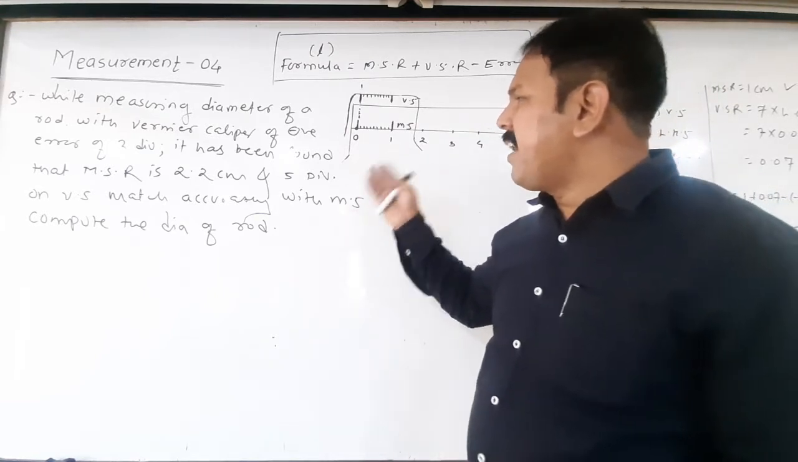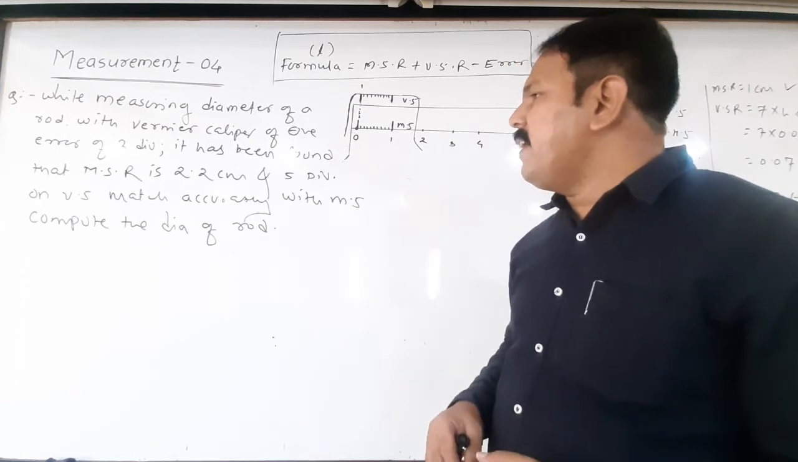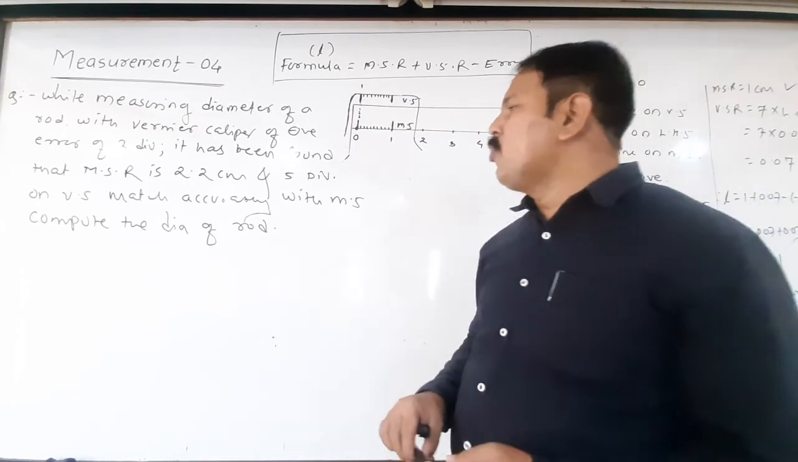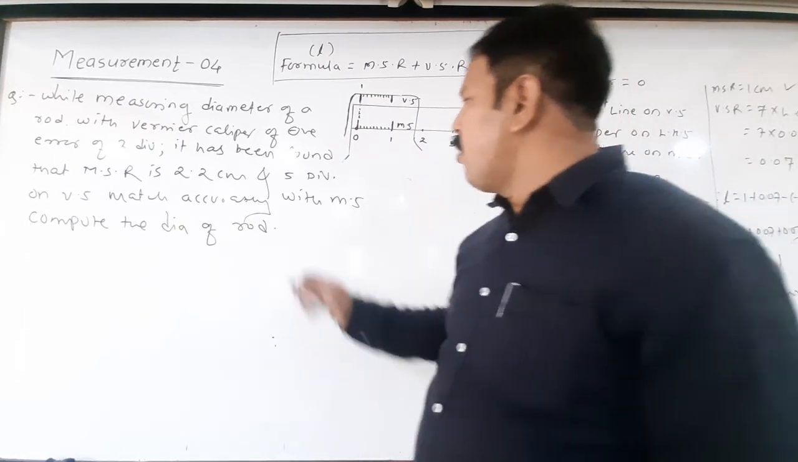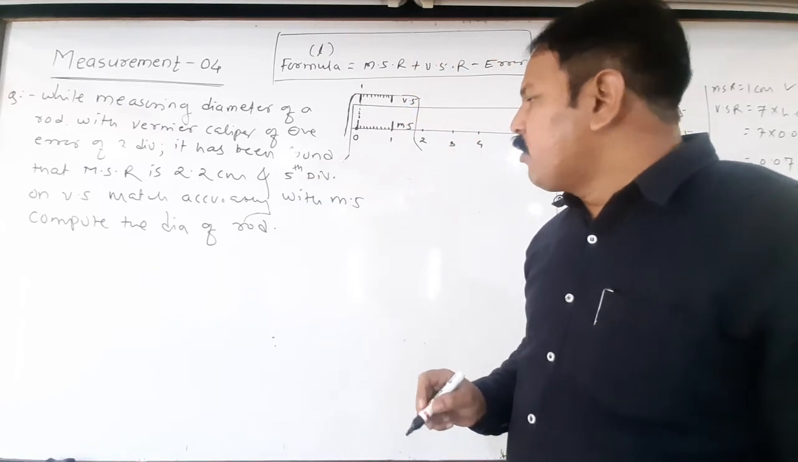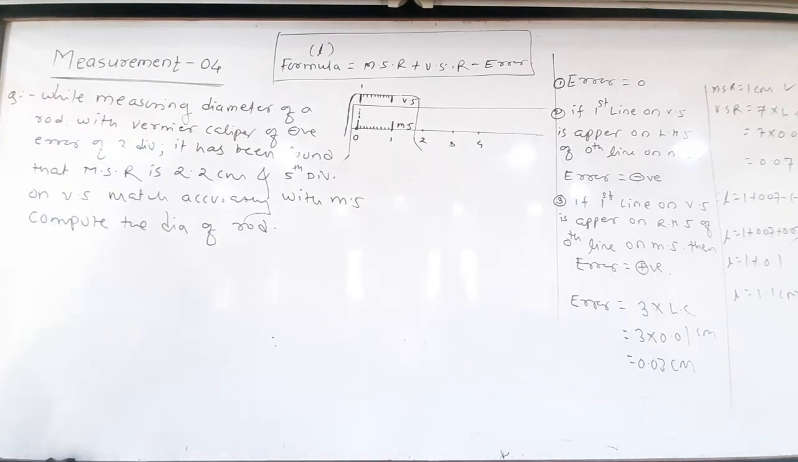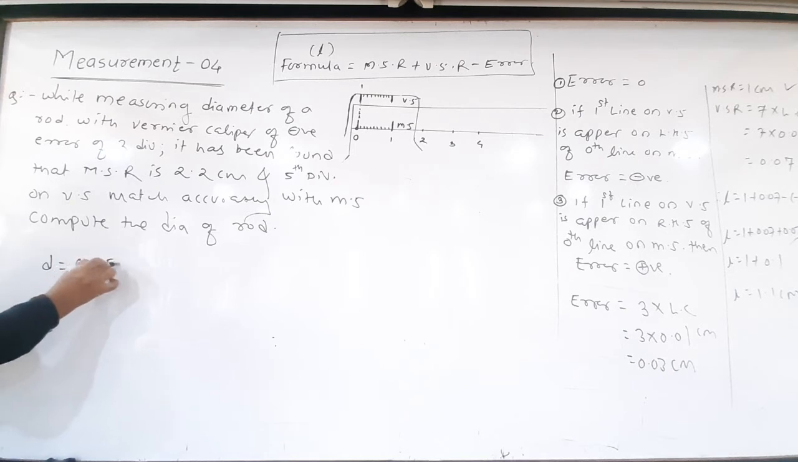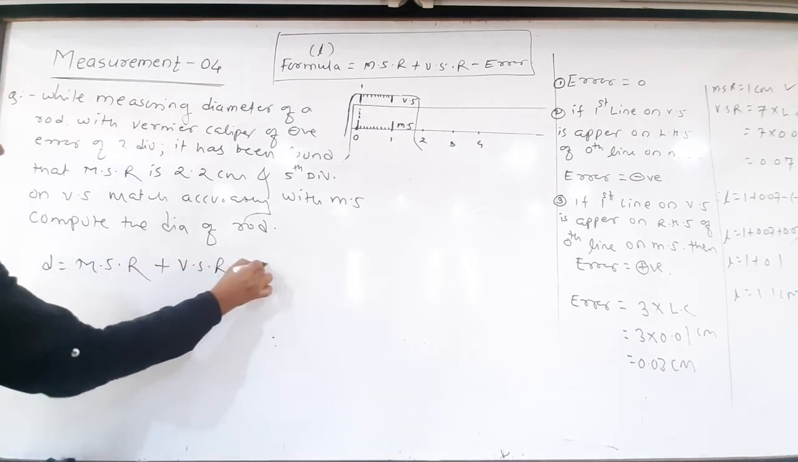Depending upon that, you have to decide whether it is negative error or positive error. So here it is directly given, negative error of 3 divisions. It has been found that MSR, main scale reading, is 2.2 centimeter and the 5th division on the vernier scale matches accurately with the main scale. Compute the diameter. Now, you should know the formula. The formula is always fixed. It is MSR plus VSR minus error.